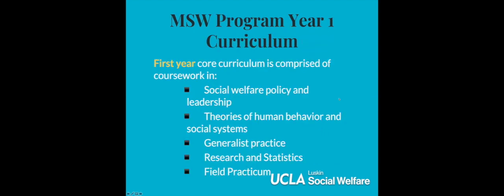All right. Okay, the first year, so it's a 2-year full-time program. The first year core curriculum is comprised of coursework in policy, social welfare, policy and leadership, theories of human behavior and social systems, some generalist practice, research and statistics, and your field practicum.